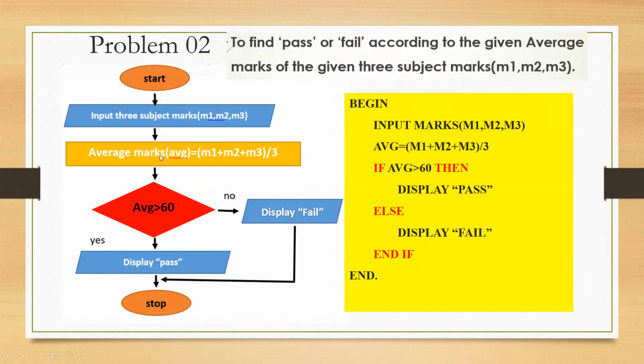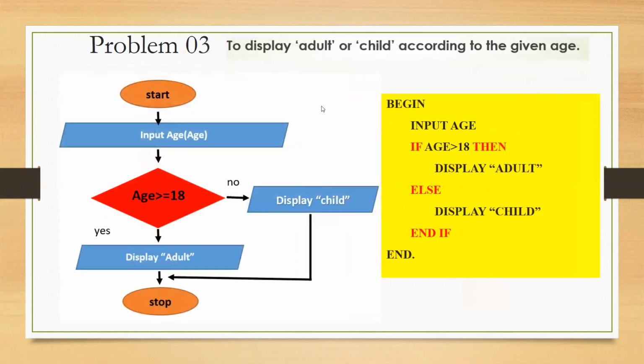The next question, you may remember, we input 3 marks. Then we have to do the process to find the average marks. Then check whether that average is greater than 60. If it is true, display pass, otherwise display fail. You can see the pseudocode. I can send those things as a PDF file to you, then you can create your own notes and prepare short notes and all.